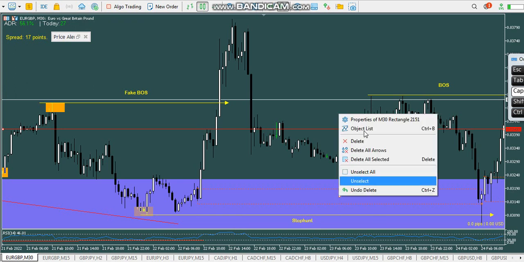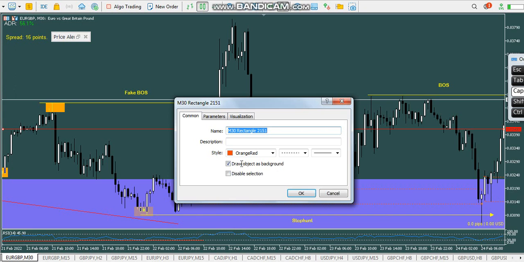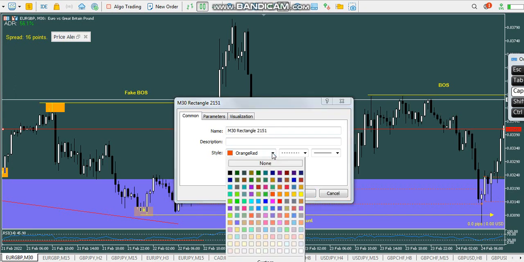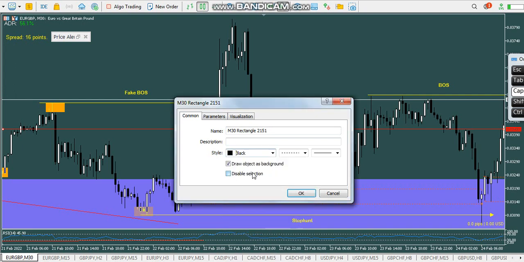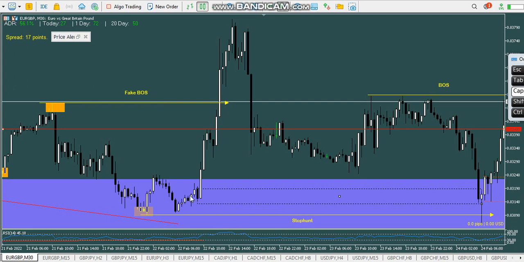Right, let me change the color here so that you guys can see it clearly. Let me make it black. I think it's clearer that way. Right, this is the area that I marked and it was on my 30 minutes chart.